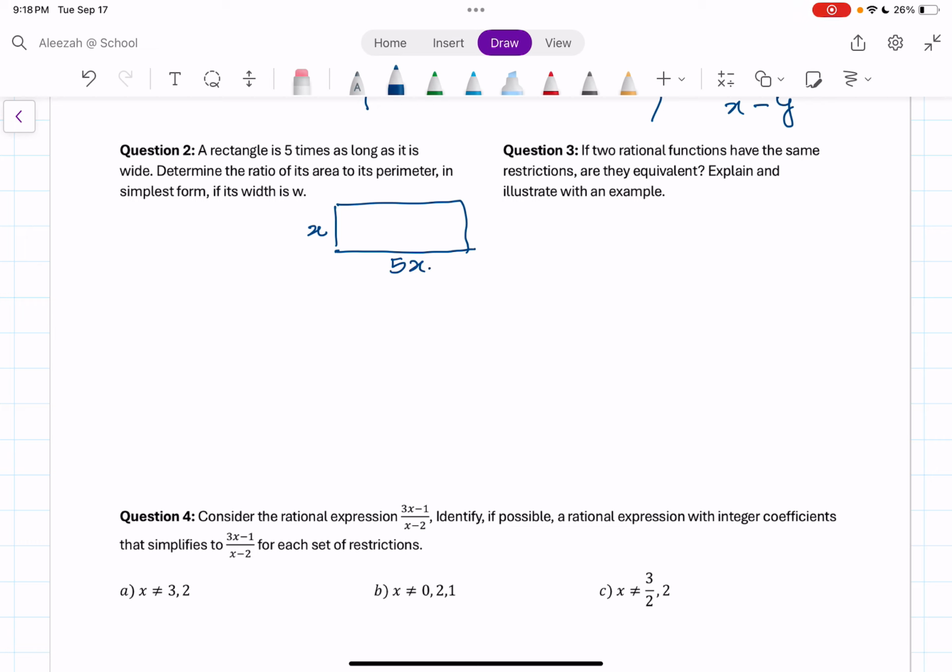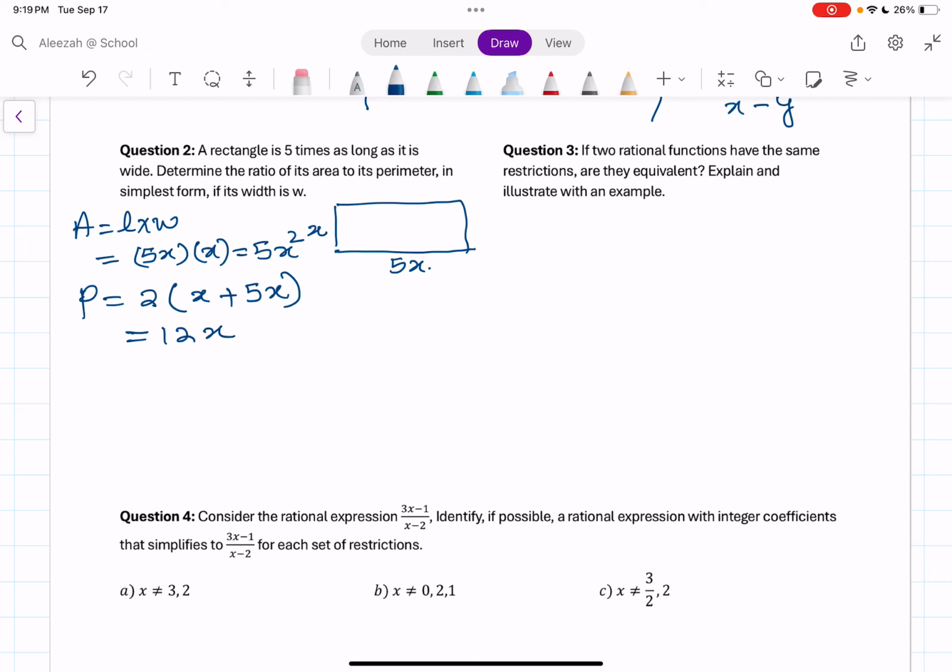Okay, first, before we find the ratio, we find the area and perimeter. Area is length times width, so the length is 5x times x, which is simply 5x squared. Then the perimeter is that you add up all sides, so it is 2 times (length plus width). That becomes 6x times 2, which is 12x.